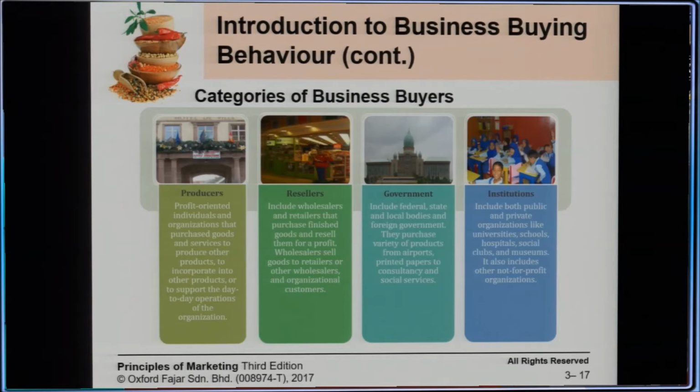Third will be government. Government as a business buyer includes federal, state and local bodies and foreign governments. They purchase a variety of products from airports, printed paper to consultancy and social services. And last is institutions, which include both public and private organizations like universities, schools, hospitals, social clubs and museums. It also includes other not-for-profit organizations. These are the four categories of business buyers.